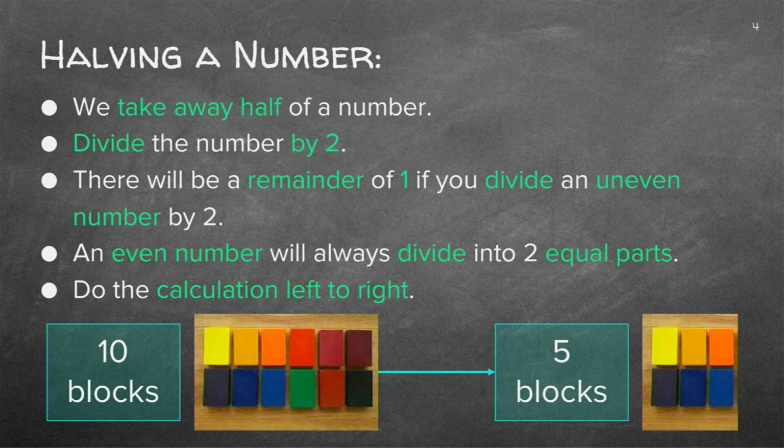Okay, an even number will always divide into 2 equal parts. Do the calculation left to right. So let me show you what I mean by that. When we doubled, we worked from the right to the left. Now we work from the left to the right. So I tell you to divide the number or halve the number, and we start from the left to the right. So half of 4 will be 2 and half of 8 will be 4. Remember, when I halve something, I want to put it in 2 equal groups.